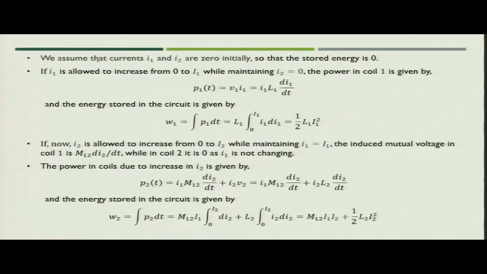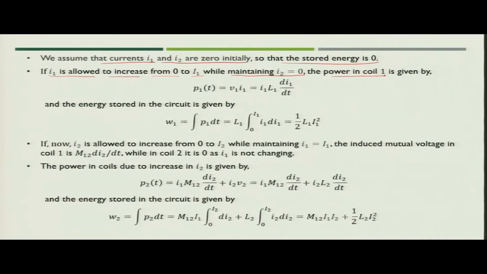Now, let us assume that first the currents I1 and I2 are initially 0, which means the total energy stored in the circuit is equal to 0. Now, I1 is allowed to increase from 0 to capital I1, an arbitrary value we are considering, while maintaining current I2 equal to 0.